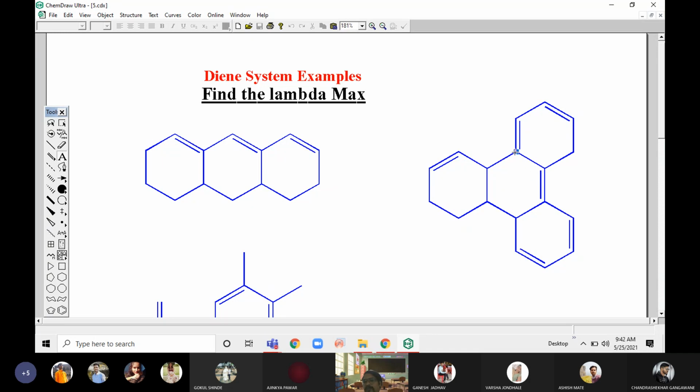So 2 plus this is 1, 3. So total 3 exocyclic bonds. That means you have to add 15 nanometers.